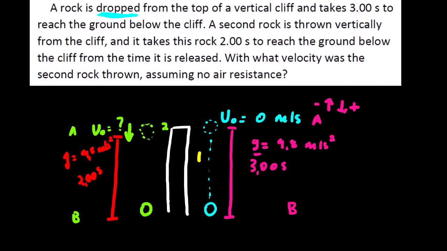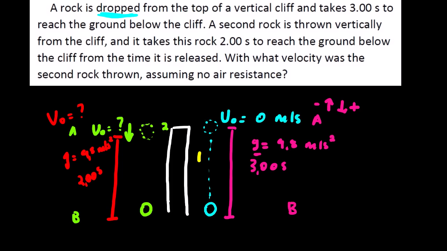Now the question is, with what velocity was the second rock thrown, assuming no air resistance? So we are looking for this velocity here of the second rock, by the way. Now with the first rock, what we can do is perform calculations so that we can be able to answer the question of the second rock.